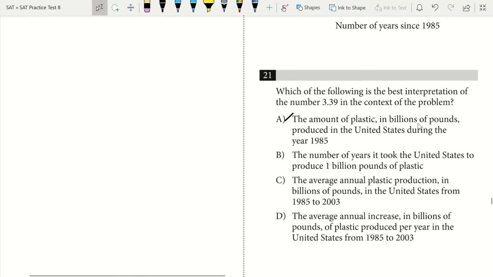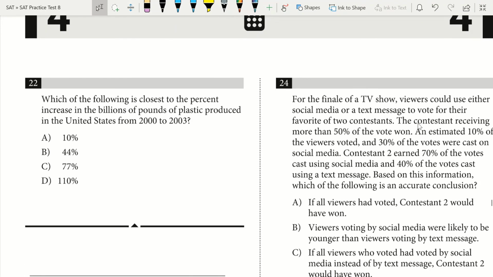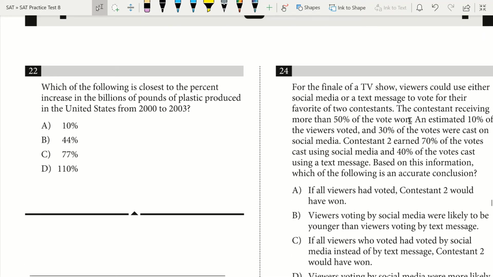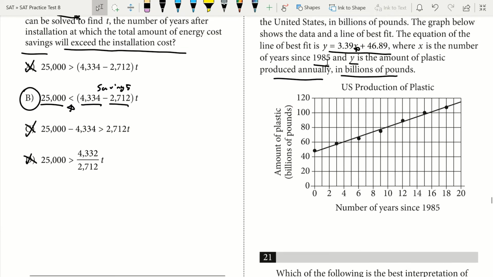So my answer is not going to be A. It's not going to be B. I look at C, the average annual plastic production. No, it's the average annual increase in billions of pounds of plastic produced per year in the United States from 1985 to 2003. Question 22, which of the following is closest to the percent increase in billions of pounds of plastic produced in the United States from 2000 to 2003? Keep in mind it said percent, not the amount.